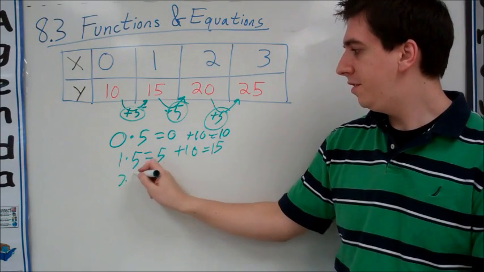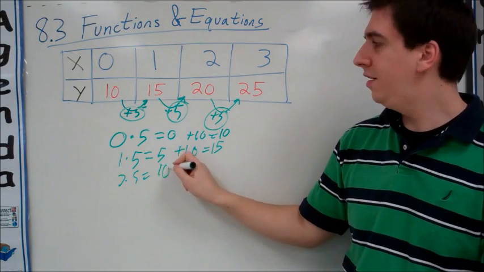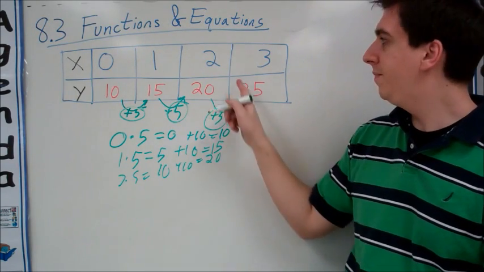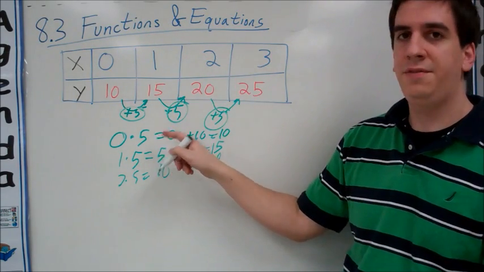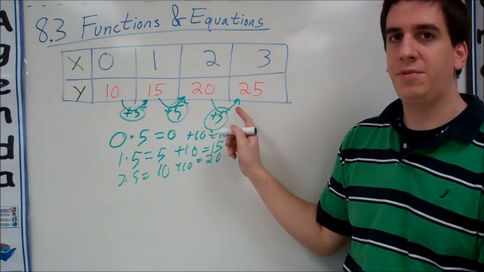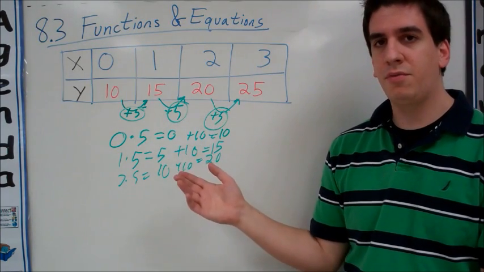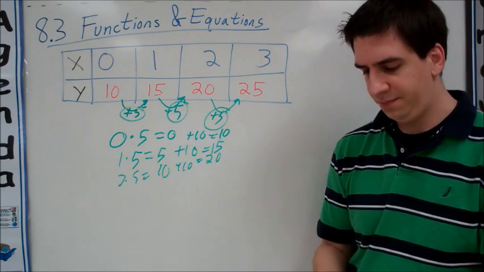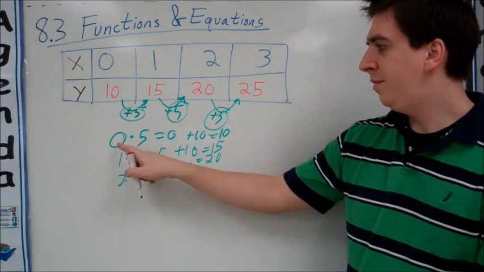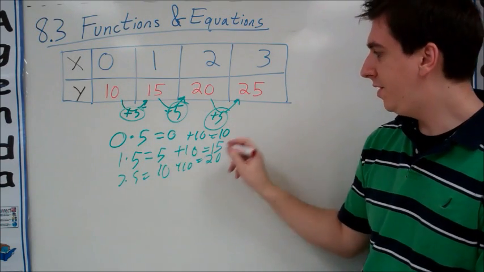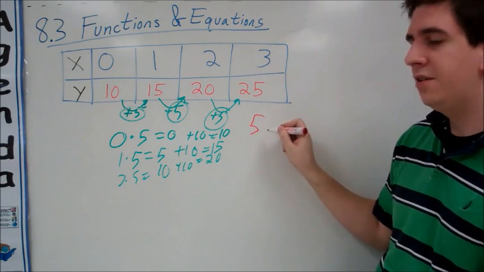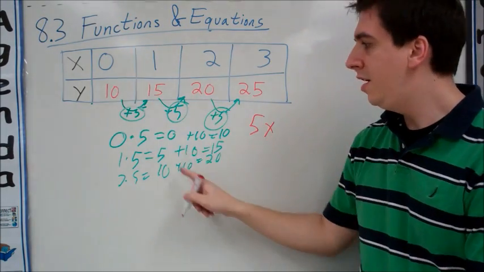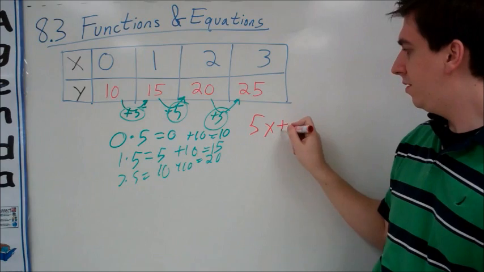2 times 5 is 10. Plus 10 is 20. Does that work for 3? 3 times 5 is 15. 15 plus 10 is 25. Since that rule worked for our data, we're going to write that as an equation. We had our x value times 5, so we're going to write that as 5 times x, because x is our input. We had that plus 10. We're going to add 10.